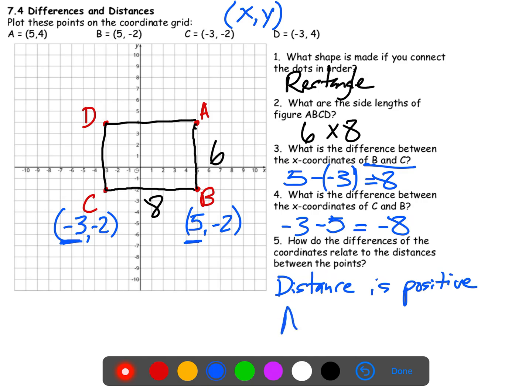It's also the absolute value of those differences. We haven't talked about absolute value recently, but absolute value is how far away a number is from 0. Picturing it on a number line, it doesn't matter if we're going in the positive direction or the negative. We're only looking for how far it is from 0. Both of these numbers are 8 away from 0. So it's always a positive amount. All right, let's continue.